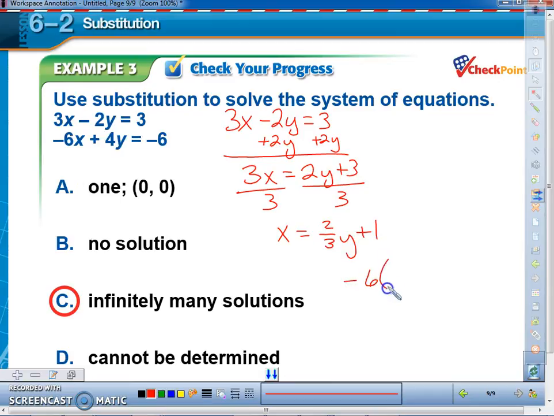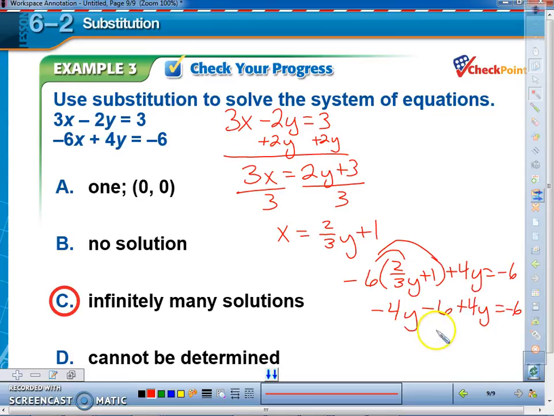All right, so negative 6 times (2/3 y plus 1) plus 4y equals negative 6. Well, if I distribute this, negative 6 times 2/3 is negative 12/3, which is negative 4y, minus 6 plus 4y equals negative 6. Like terms cancel out, I'm left with negative 6 equals negative 6. That is a true statement. That is why we have infinitely many solutions. We are left with a true statement. If it would have been a false statement, we would have been left with no solution right there.